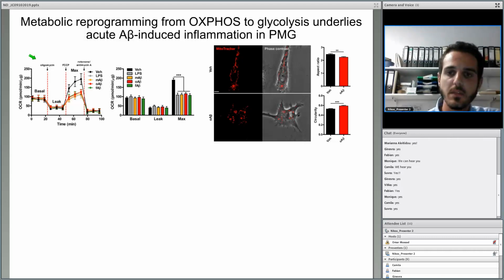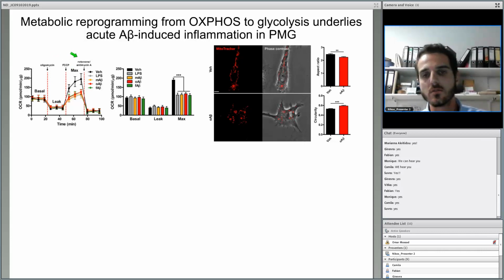Then you add the FCCP. The FCCP is an uncoupler, uncoupling the ATP pump, complex 5, and this causes all the proton gradient that is stored in the intermembrane space to go out, and therefore allows the ATP synthase to produce ATP and consume oxygen. That's why you see that the oxygen consumption normally goes up. And finally, rotenone and antimycin, which are inhibitors of complex 1 and complex 3, respectively, and then you see the complete drop because now all the complexes are blocked, so there is no more proton gradient accumulating in the membrane space.